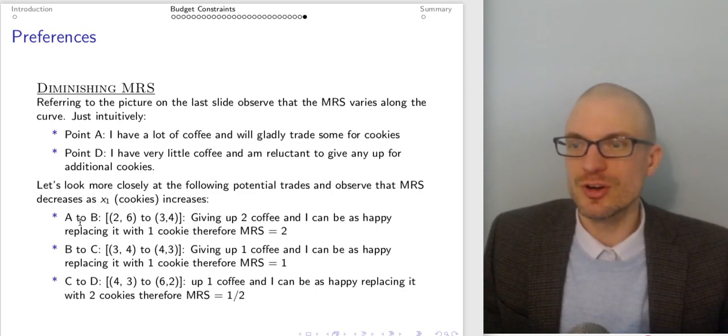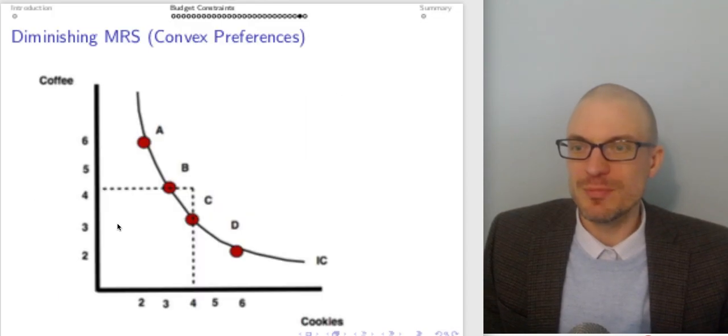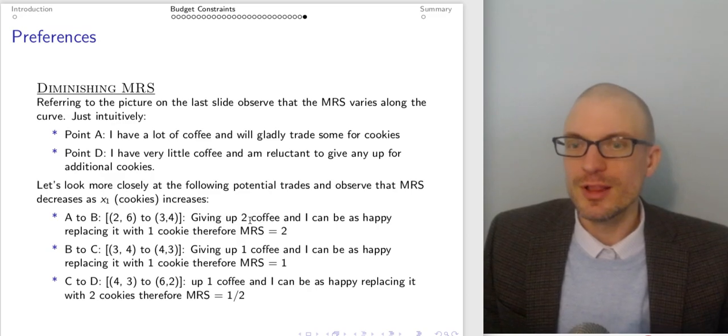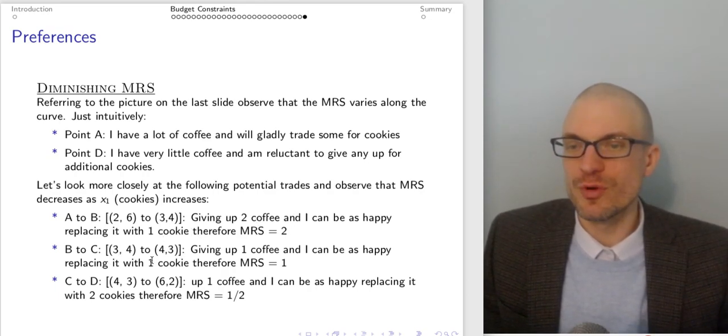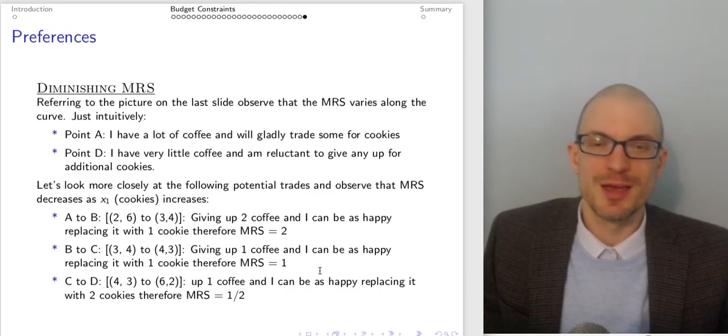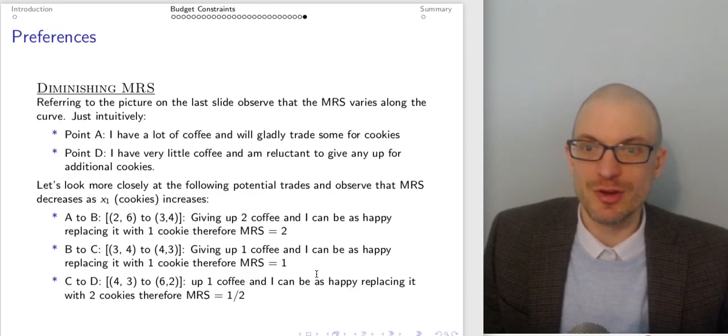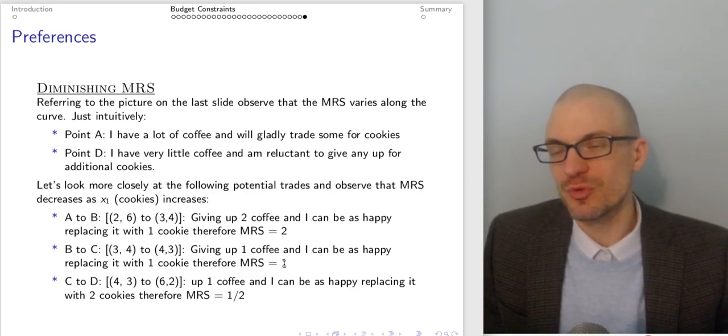So looking closely here, going from A to B, from 2, 6 to 3, 4, I'm giving up 2 coffee, right? I go from 6 to 4, that's 2 coffee, and I'm getting 1 cookie. Giving up 2 coffee, I can be just as happy replacing it with 1 cookie, so the MRS is 2. Going from 3, 4 to 4, 3, giving up 1 coffee from 4 to 3, getting 1 cookie, I'm equally happy. I'm on the same indifference curve, that's how I know I'm equally happy. Here my MRS is 1.